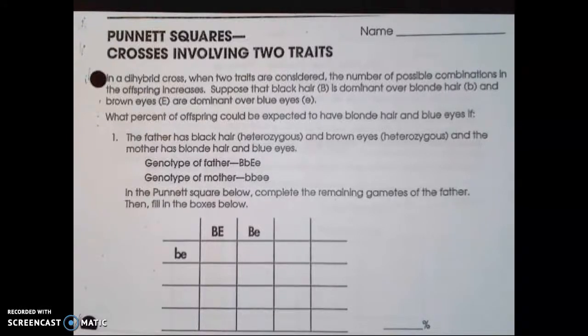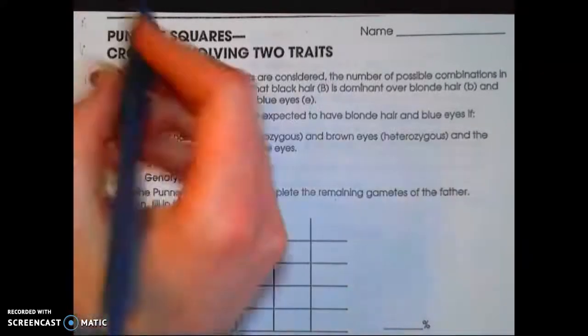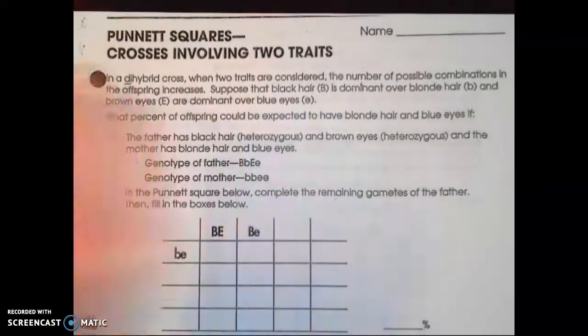So far, we've only been looking at monohybrid Punnett squares, or Punnett squares involving just one trait. At times, we want to look at the inheritance of more than one trait at a time. So if we want to look at the inheritance of two traits, then we can perform what's called a dihybrid cross. The prefix di means two, so we're looking at two traits at one time.